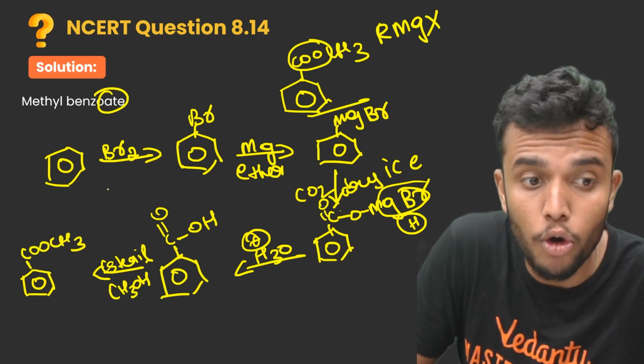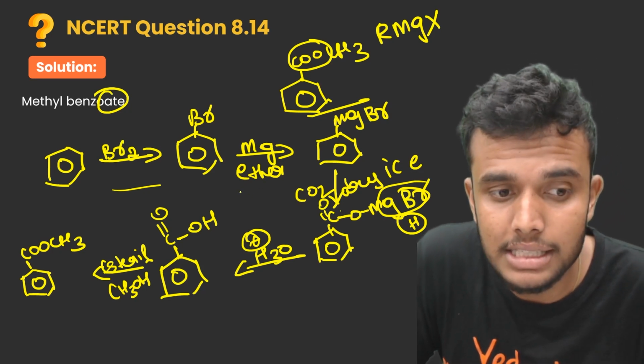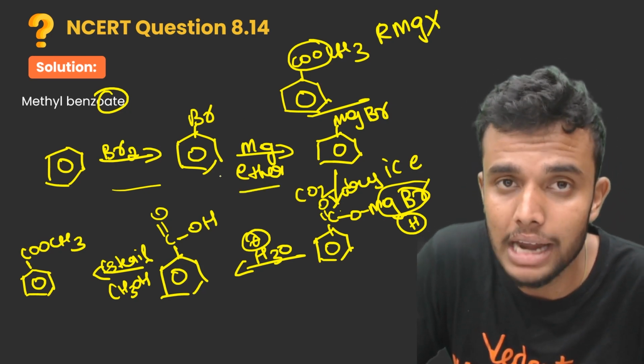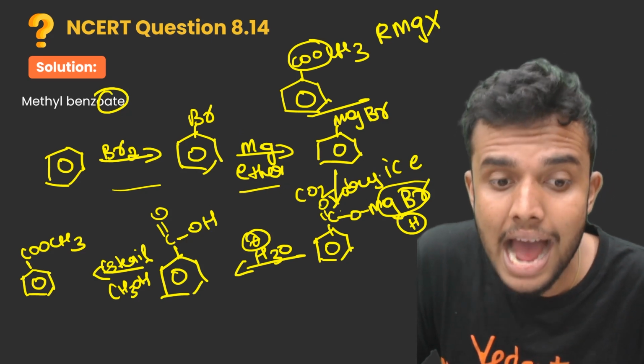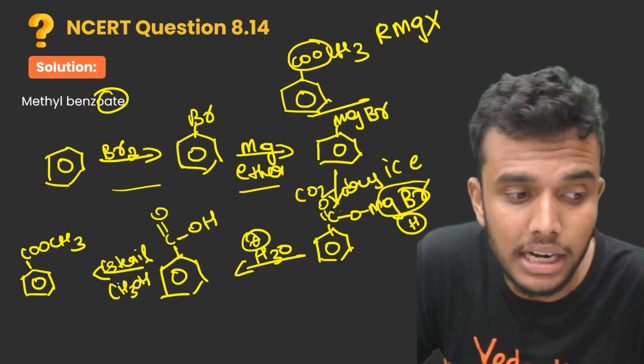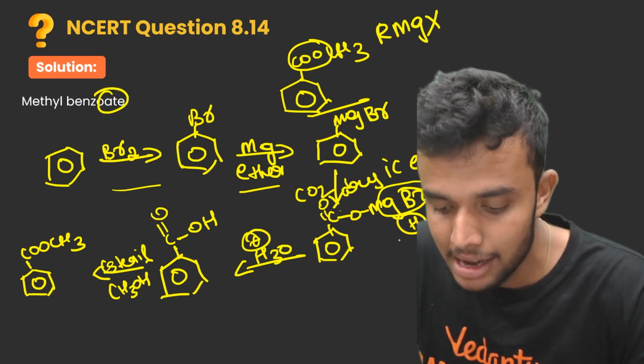COOCH3. First step is bromination. Second step is Grignard reagent, which is nothing but reaction with magnesium in the presence of ether. Third step is dry ice. Fourth step is hydrolysis. And last step is esterification. Let's move to the second one.